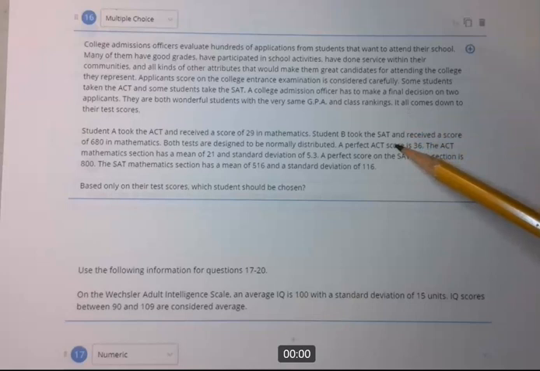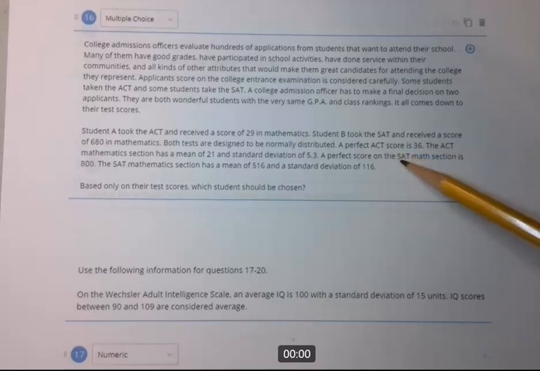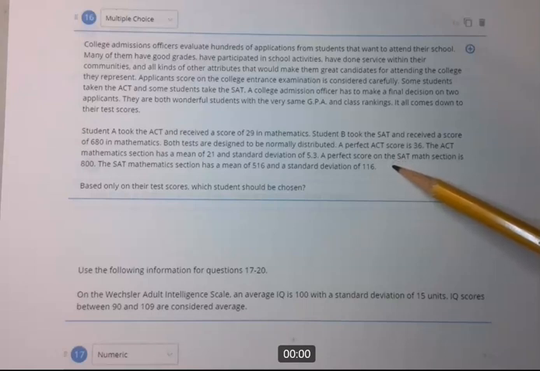Student A took the ACT and received a score of 29 in mathematics. Student B took the SAT and received a score of 680 in mathematics. Both tests are designed to be normally distributed. A perfect ACT score is 36. The ACT mathematics section has a mean of 21 and a standard deviation of 5.3. A perfect SAT is 800. The SAT mathematics section has a mean of 516 and a standard deviation of 116. Based on their test scores, which student should be chosen?